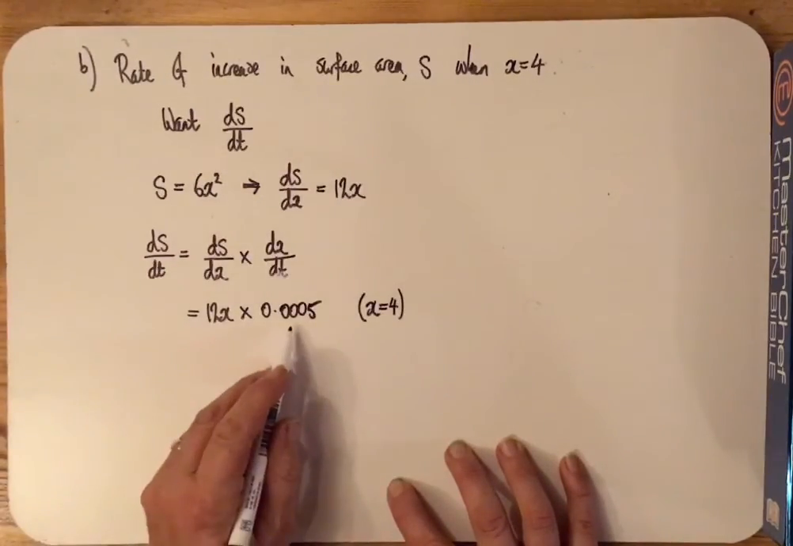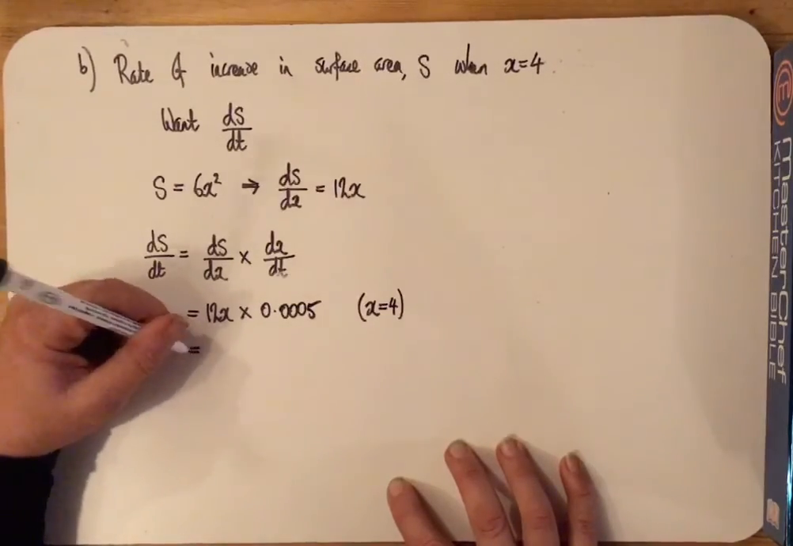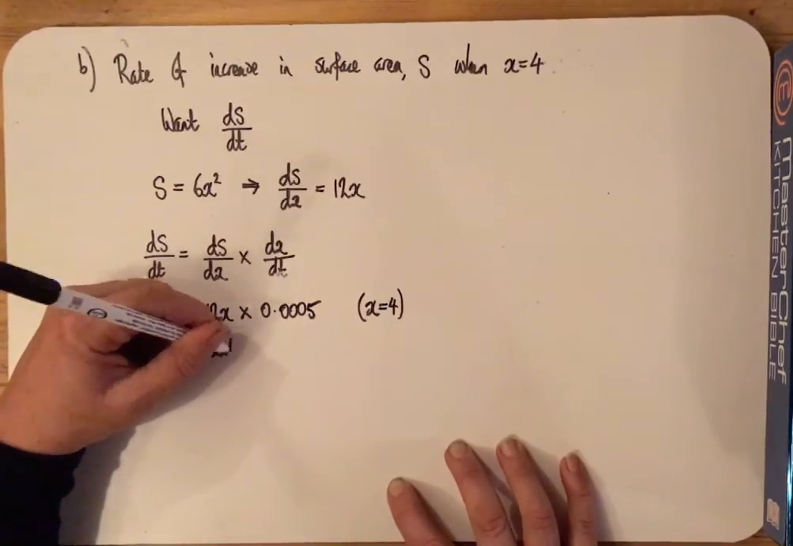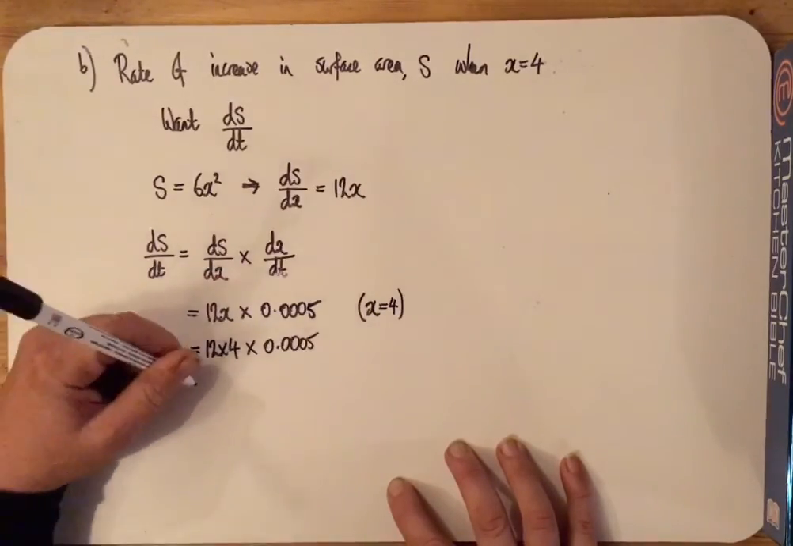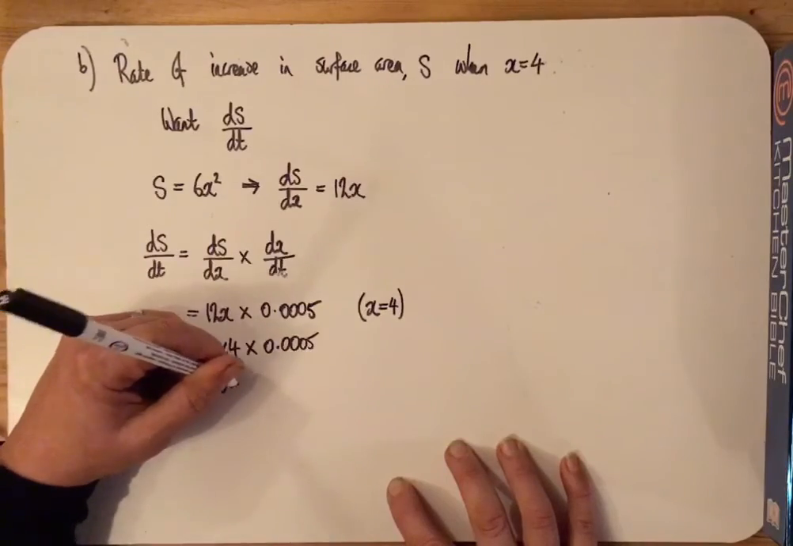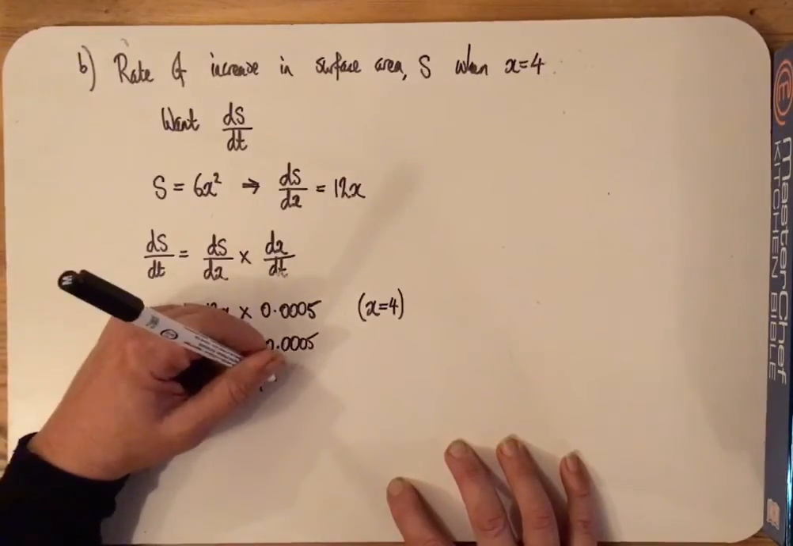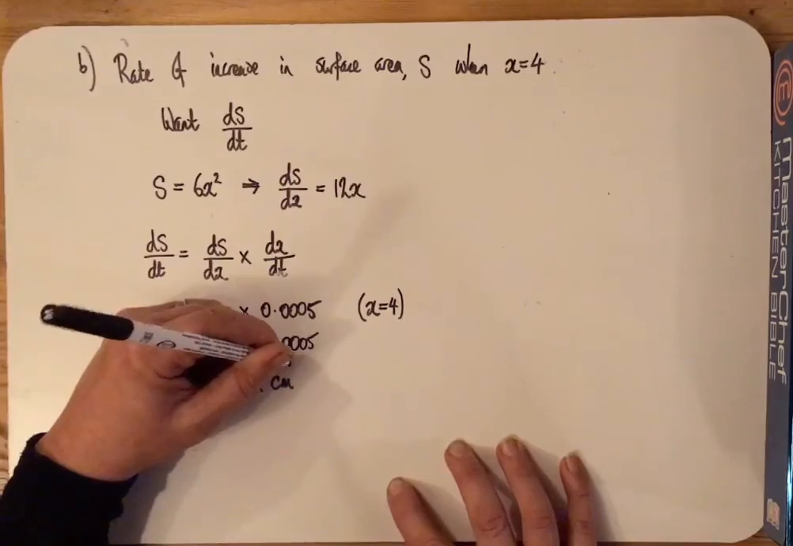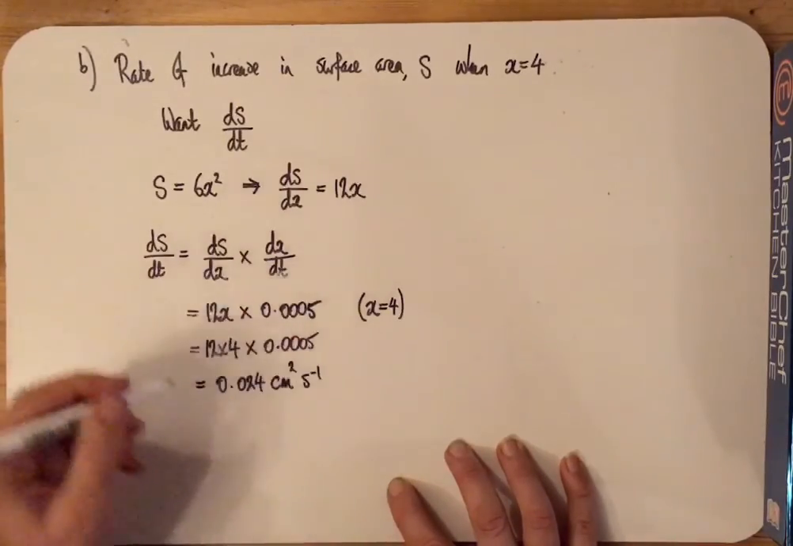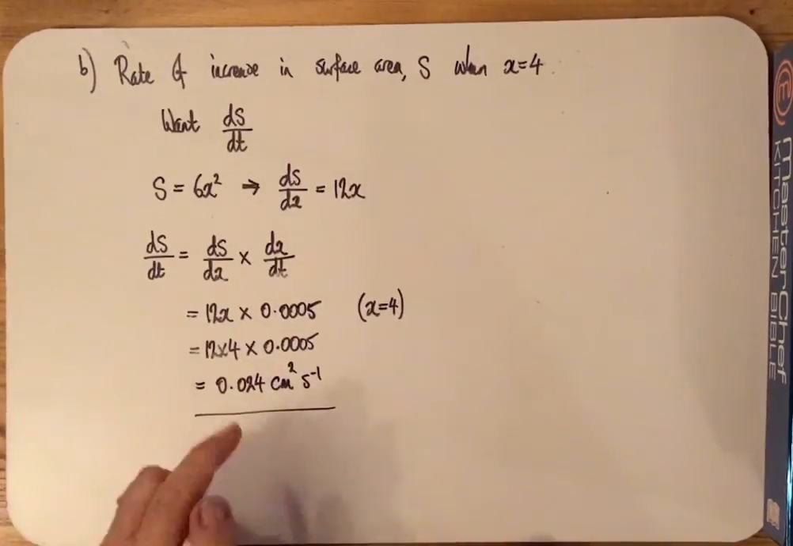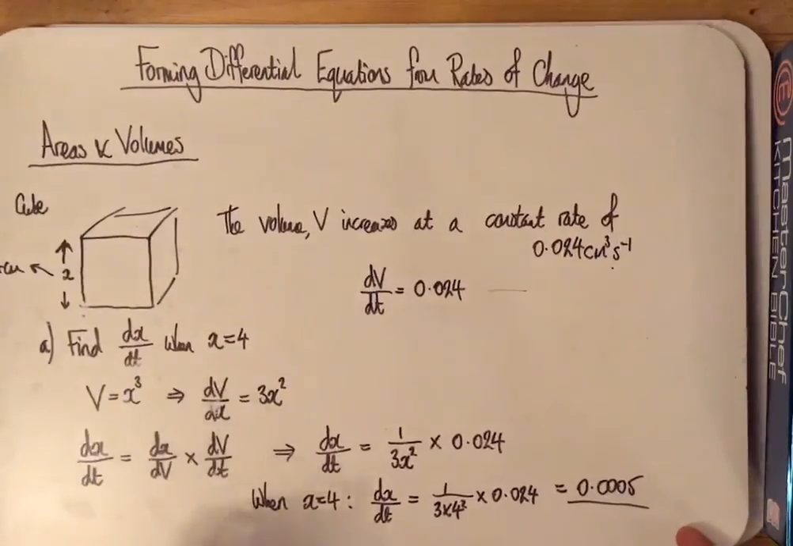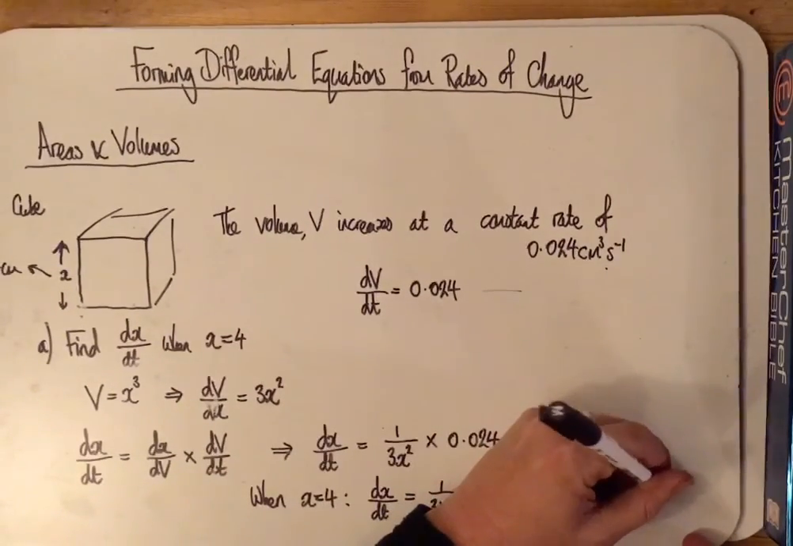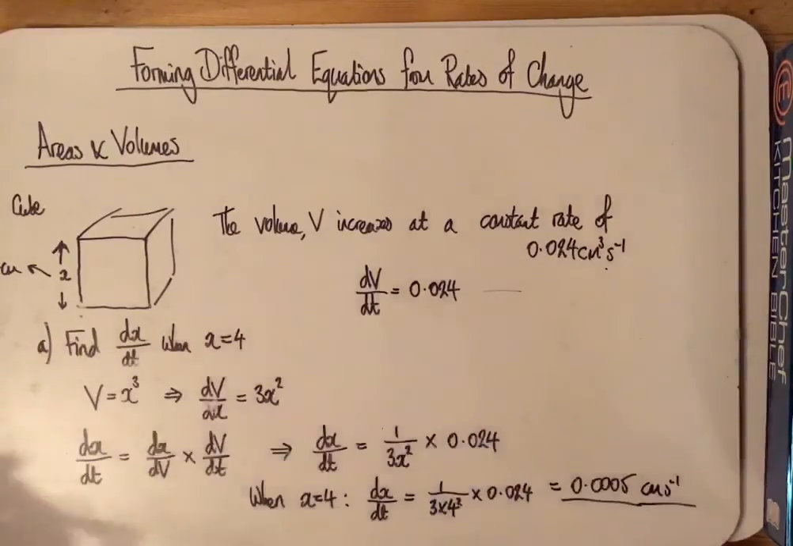I can substitute that straight in. So I'm doing 12 times 4 times 0.0005, and you end up with 0.024. This is the rate of change in the surface area, so it's centimetres squared per second. But again, you don't need to worry too much about units. I didn't think about it here, but when x equals 4, dx/dt would be centimetres per second.